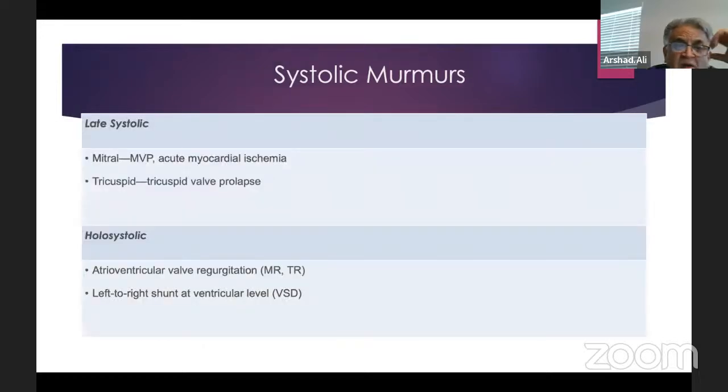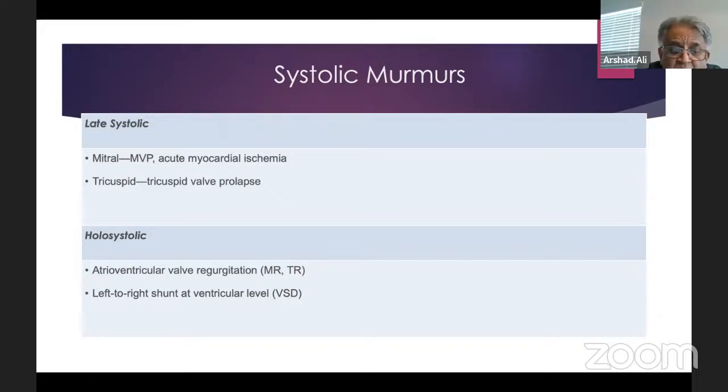Next, late systolic murmur. One of the most common causes is mitral valve prolapse, but in acute myocardial ischemia, when you have an acute dysfunction of the mitral apparatus, papillary muscle ischemia can cause a late systolic murmur. And tricuspid valve prolapse, which is much less common and difficult to auscultate, can cause a late systolic murmur.